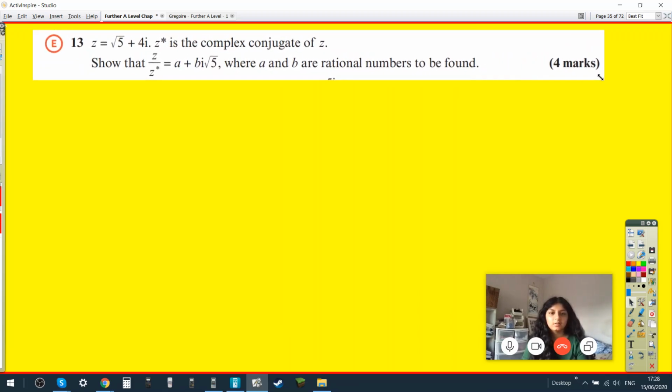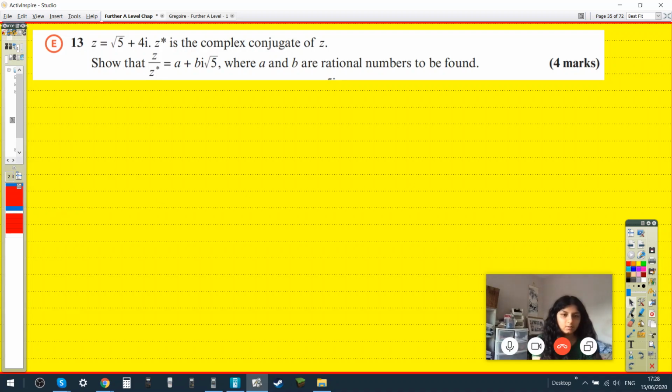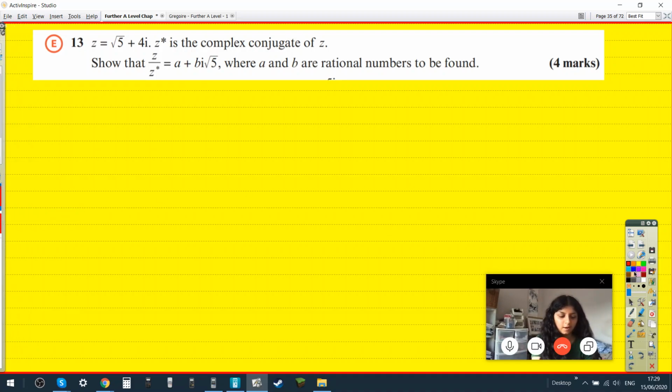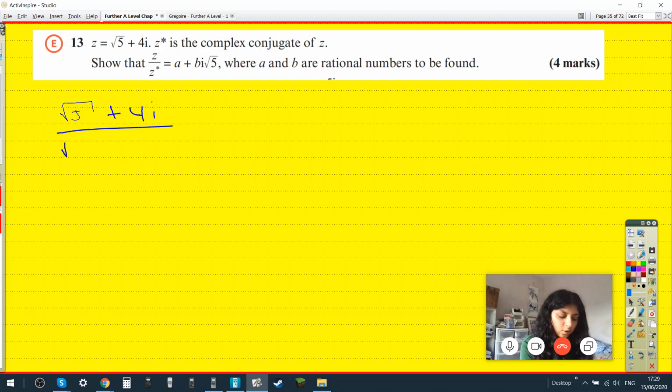Let's see this one. So you just have to P minus 7i. Too easy. Too easy. Okay. This is more like it. So you have root 5 plus 4i over root 5 minus 4i, I think. Right? And then you just multiply by root 5 plus 4i over root 5 plus 4i.